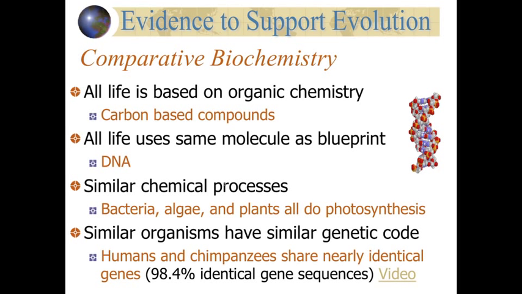And finally, similar organisms have similar genetic code. We've talked about this in class before, but we know that humans and our closest living relatives, the chimpanzees, share nearly identical genes, 94.4% identical gene sequences. So let's take a look at this common genetic code.